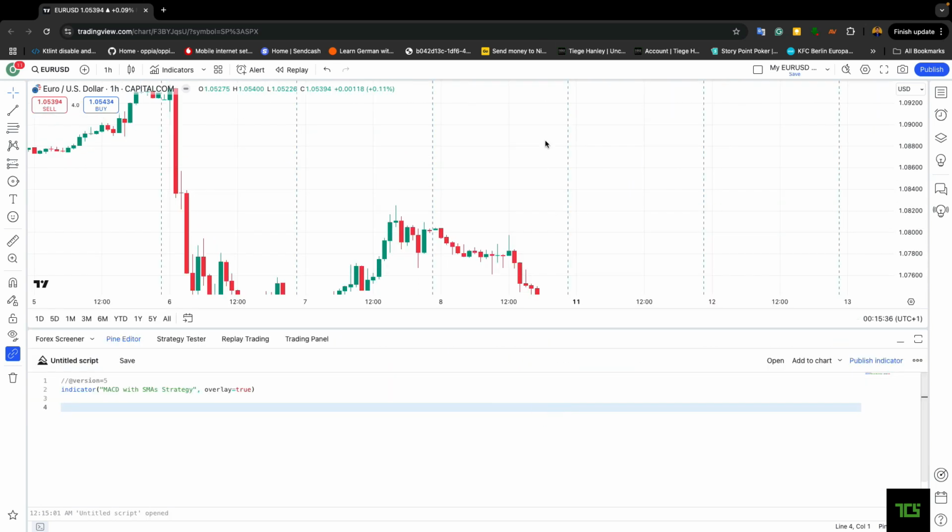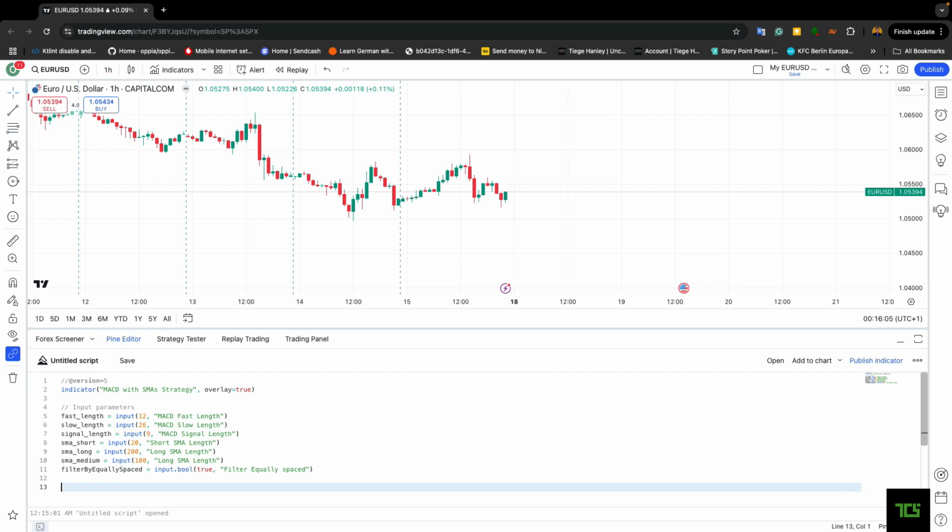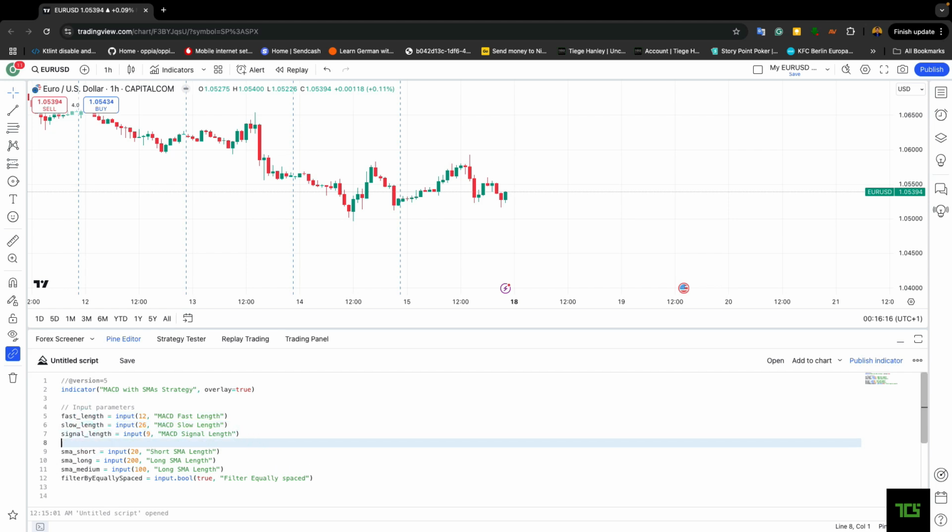Right. Welcome to the coding part, the fun part. We're going to first of all get all the input parameters that we want. So we want the fast moving MACD length, the slow moving, and also the signal length. These are for the MACD. If you remember, the MACD has the 12, the 26, and for the signal it is 9.